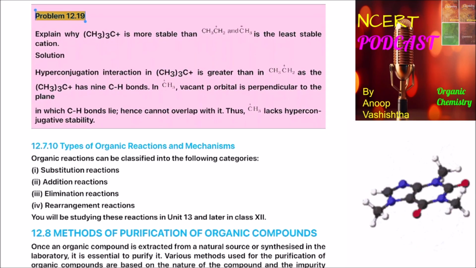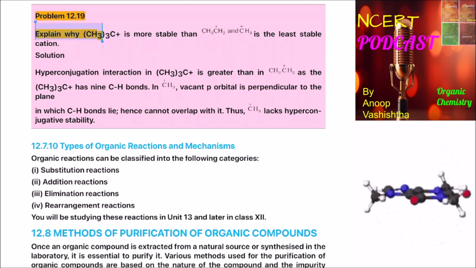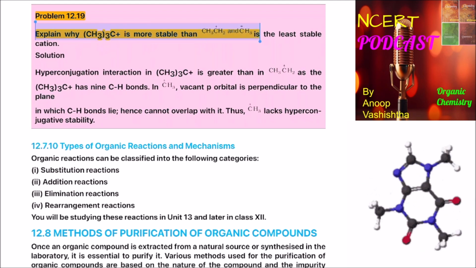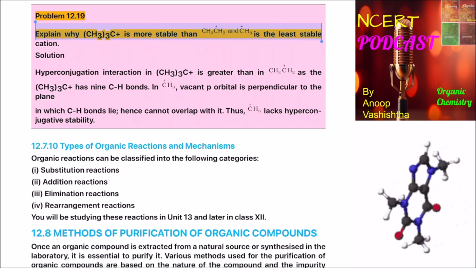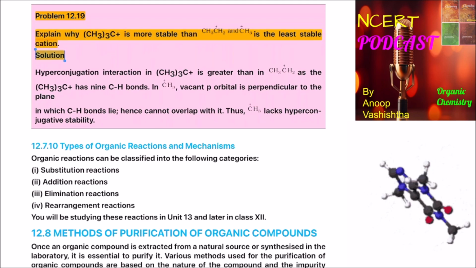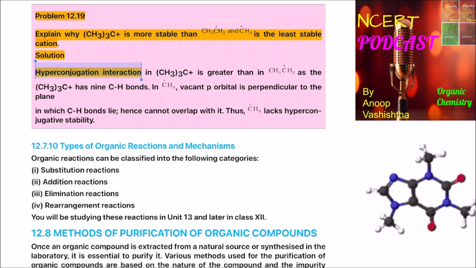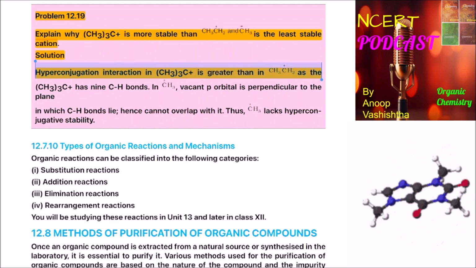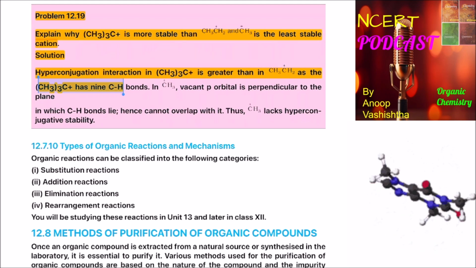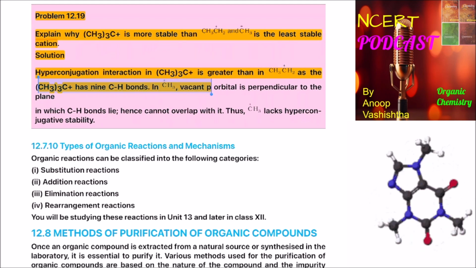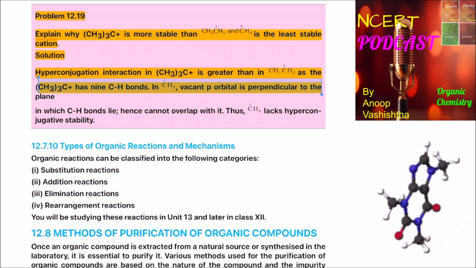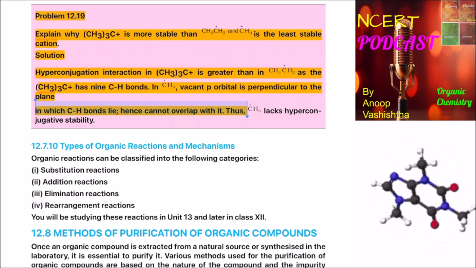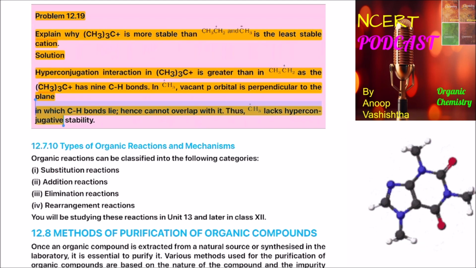Problem 12.19. Explain why (CH3)3C+ is more stable than CH3CH2+ and CH3+ is the least stable cation. Solution. Hyperconjugation interaction in (CH3)3C+ is greater than in CH3CH2+, as the (CH3)3C+ has 9 C-H bonds. In CH3+, the vacant p orbital is perpendicular to the plane in which C-H bonds lie, hence cannot overlap with it. Thus, CH3+ lacks hyperconjugative stability.